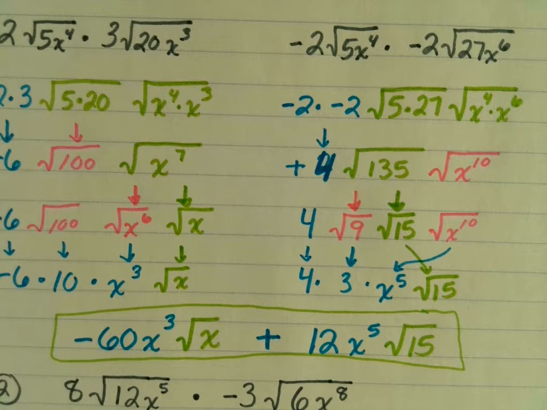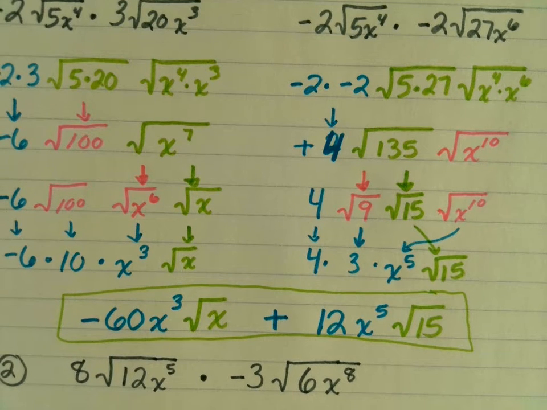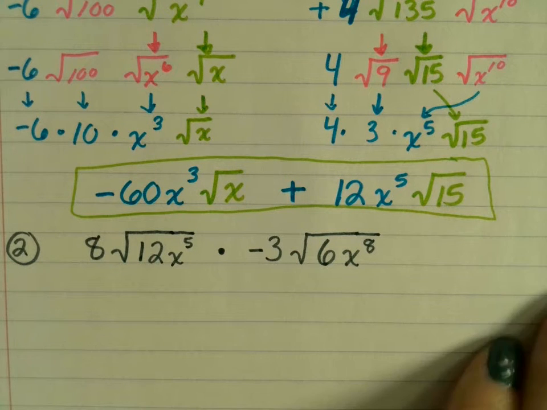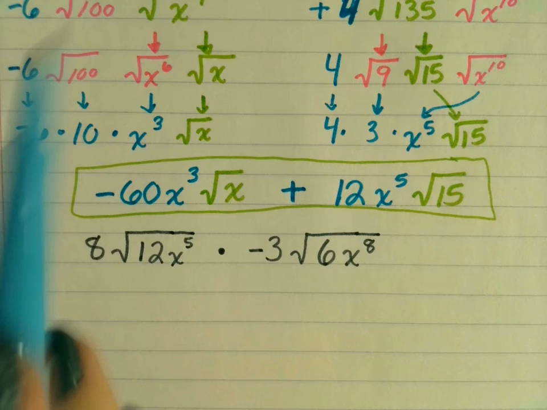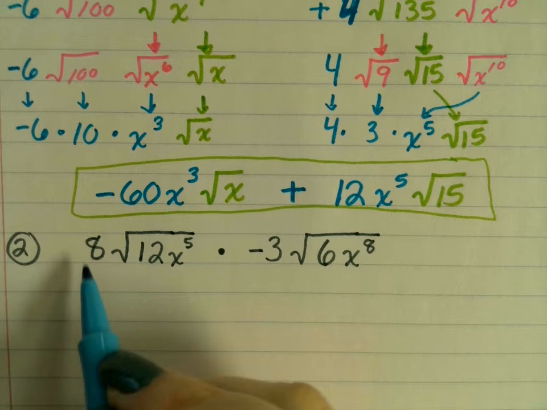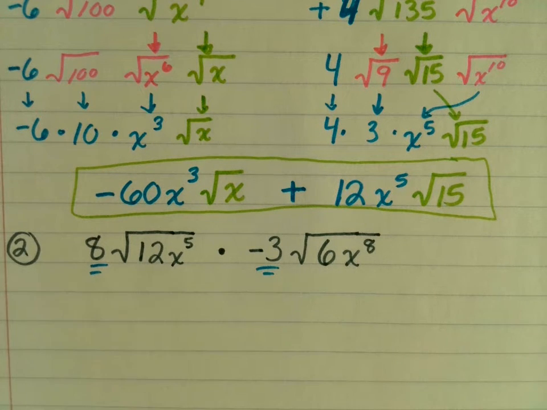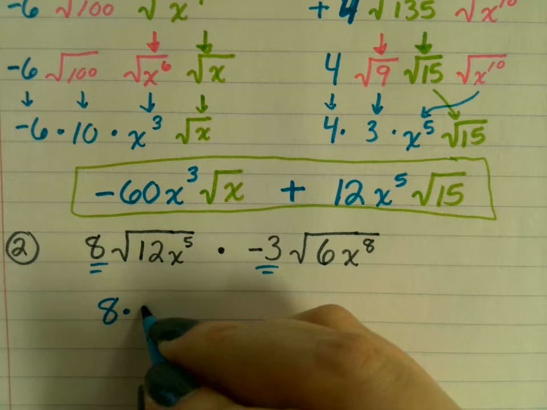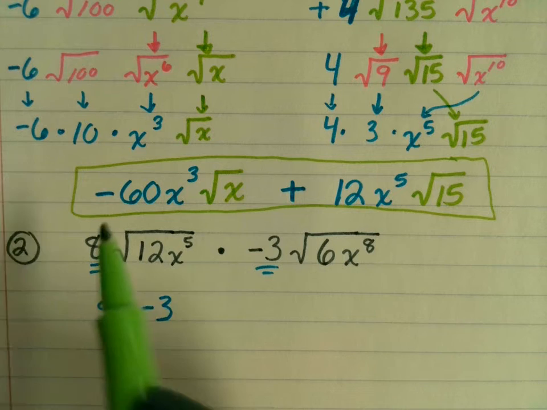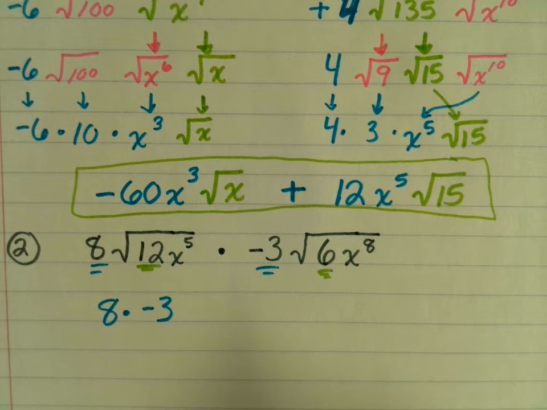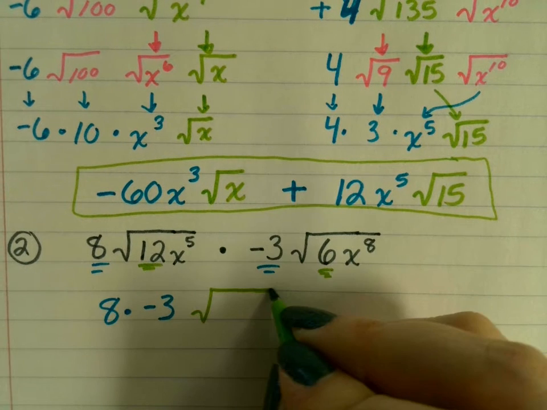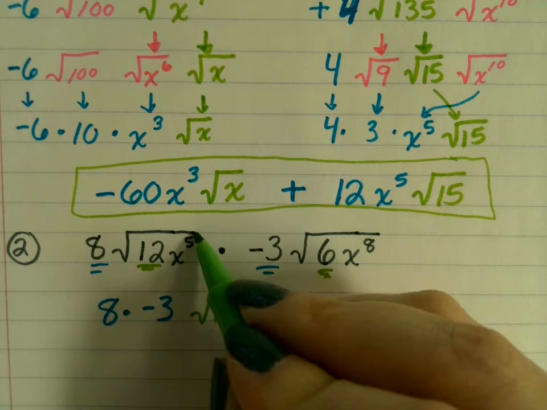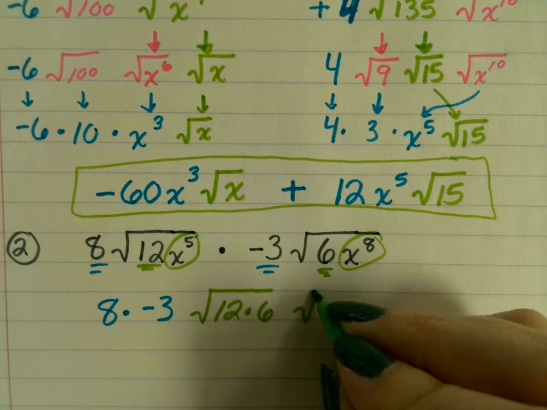Okay, let's take a look at problem number 2. Problem number 2, it's just one simple one, similar to what we were doing for each of these. Multiply our numerical terms, or sorry, our coefficients first. We're going to do 8 times negative 3. Multiply just our numerical radicals, so square root of 12 times 6. And then multiply just our variable radicals. So we have x to the 5th times x to the 8th.